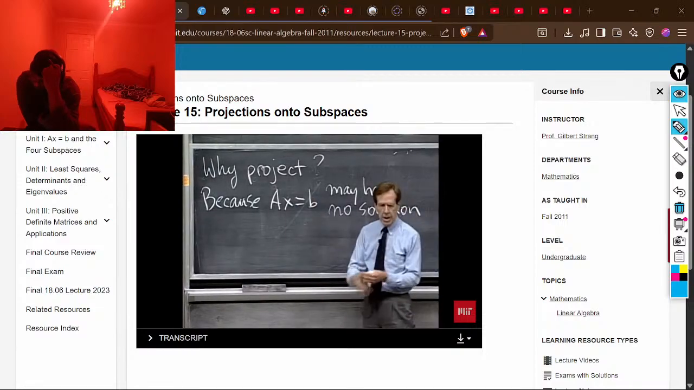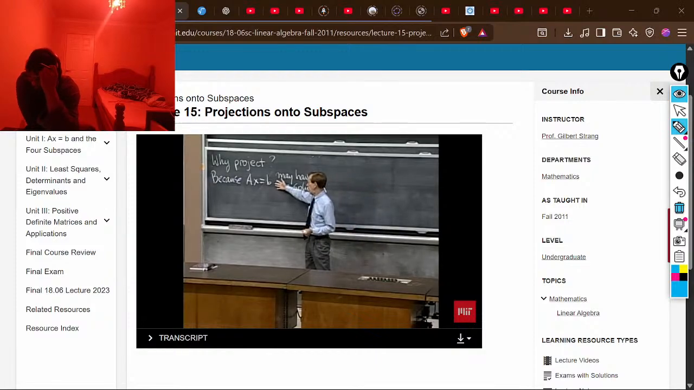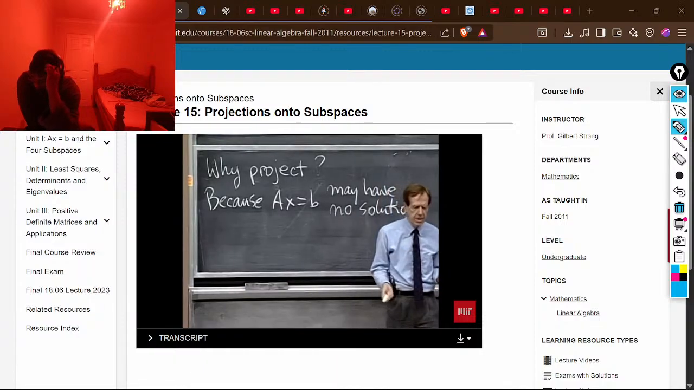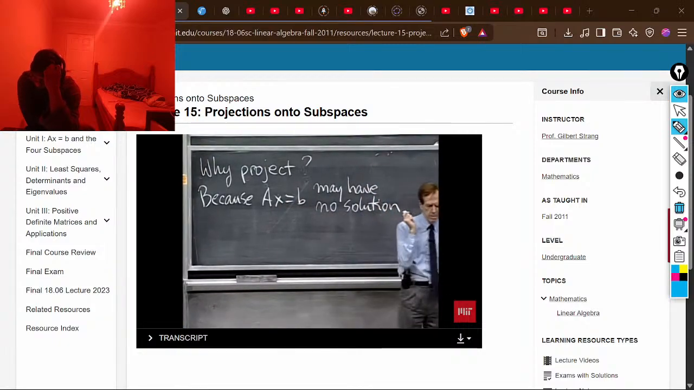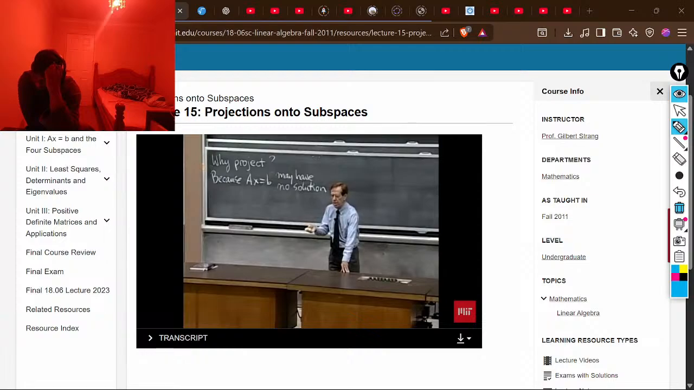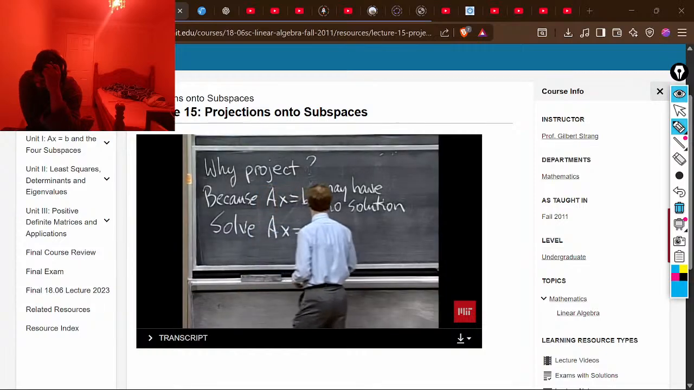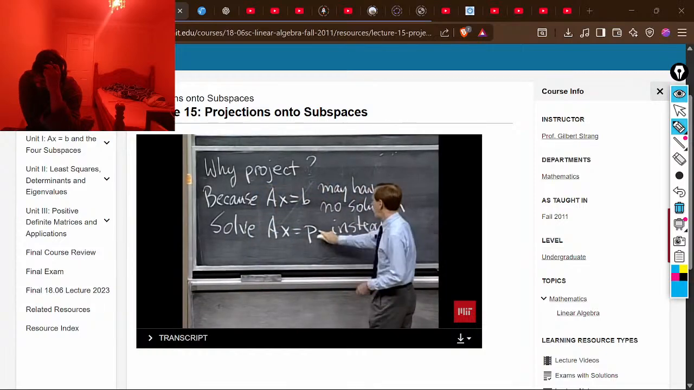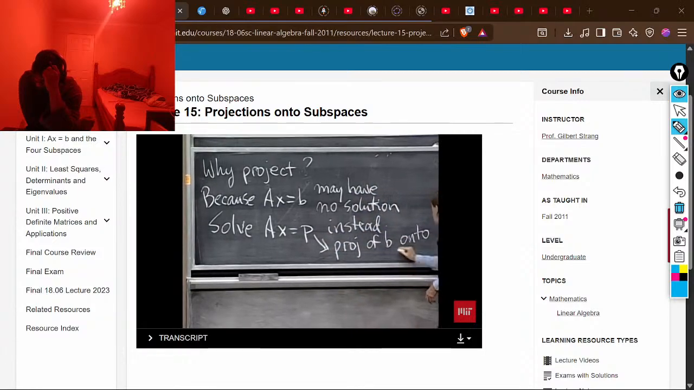Really my problem is that I'm given a bunch of equations, probably too many equations, more equations than unknowns, and I can't solve them. So what do I do? I solve the closest problem that I can solve. And what's the closest? Well, Ax will always be in the column space of A. That's my problem. Ax has to be in the column space, and b is probably not in the column space. So I change b to what? I choose the closest vector in the column space. So I'll solve Ax equals p instead. That one I can do. Where p is the projection of b onto the column space.